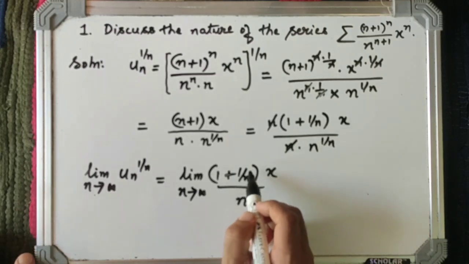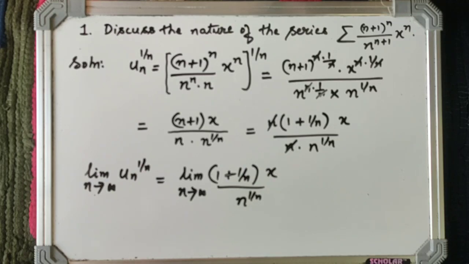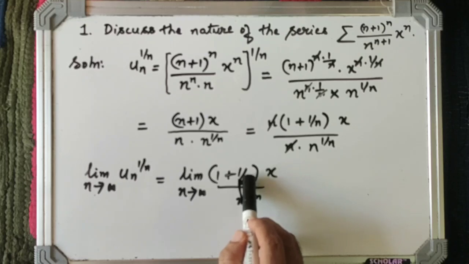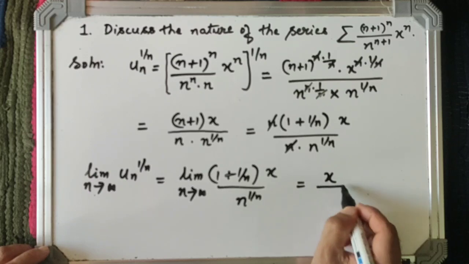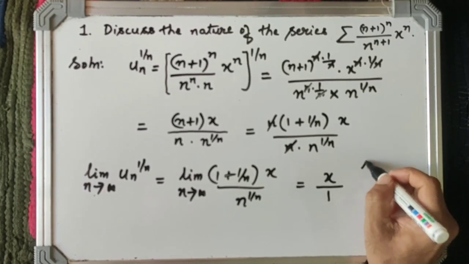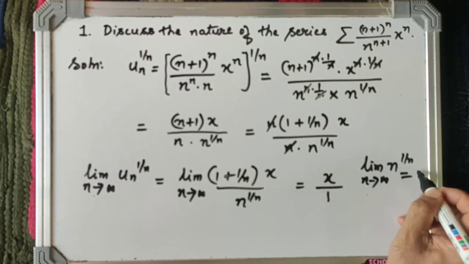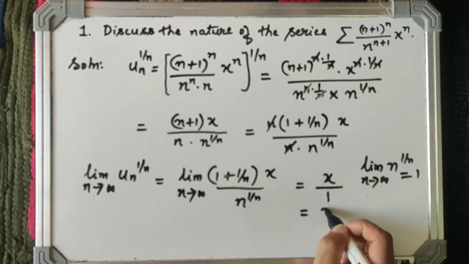If you substitute the limit in the numerator, 1 by infinity is 0. So 1 plus 0 is 1, into x. Therefore you will get x in the numerator, divided by, in the denominator, the limit of n power 1 by n as n converges to infinity, which is 1. You must recall that the limit of n power 1 by n as n converges to infinity is equal to 1. So finally we got x by 1, which is equal to x.